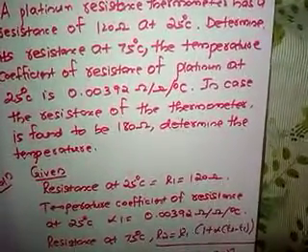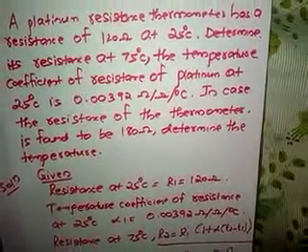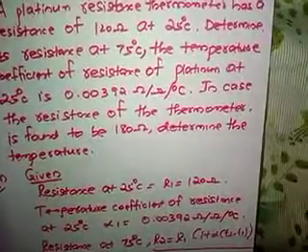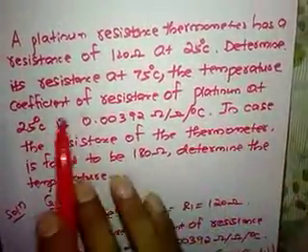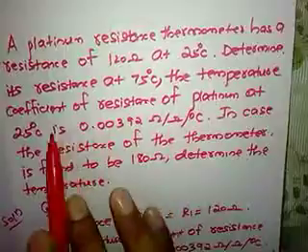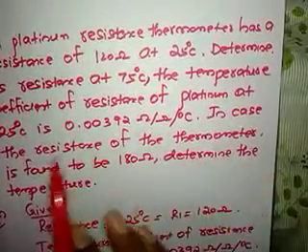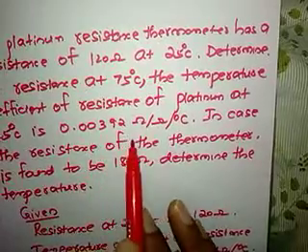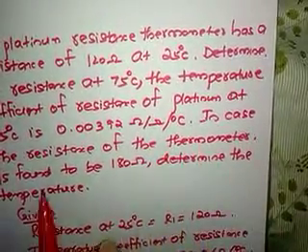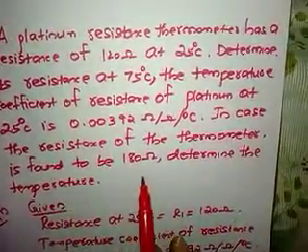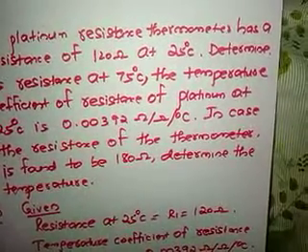So students, I was explaining the second part of the problem here, right? The problem is a platinum resistance thermometer has a resistance of 120 ohm at 25 degrees Celsius. Determine the resistance at 75 degrees Celsius. The temperature coefficient of resistance of platinum at 25 degrees Celsius is 0.00392 ohm per degree Celsius. In case the resistance of the thermometer is found to be 180 ohm, determine the temperature. So let us move on to the second part of the problem.